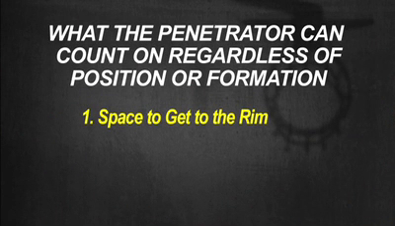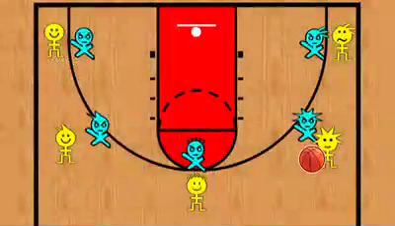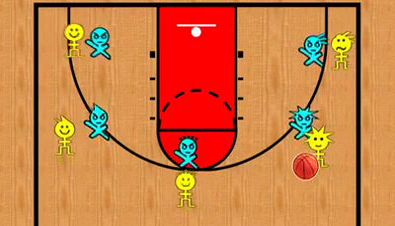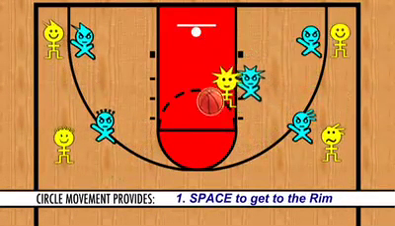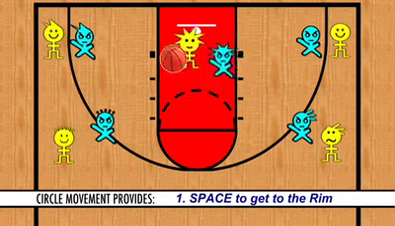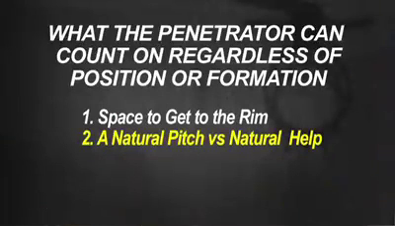The design of the system is meant to provide the following for the penetrator at all times and in all formations. First and foremost, I want to provide space to get to the rim. I want those without the ball to move in such a way that if their defenders go with them, it will provide space for the penetrator to get to the goal.